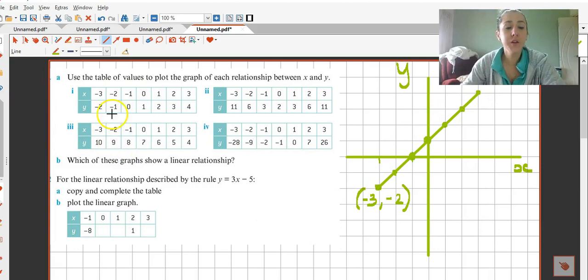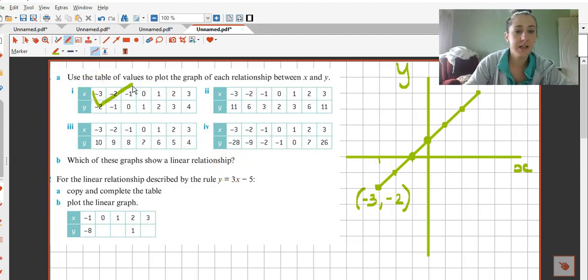So let's go to part B of this question. What it's asking for is to identify which are linear. We can see that this one's linear because the line crosses all of those points. So the relationship between the x and y is the same for each point. So it's following the same rule. So linear relationship. So tick, that one has a linear relationship, and we've plotted that one up.